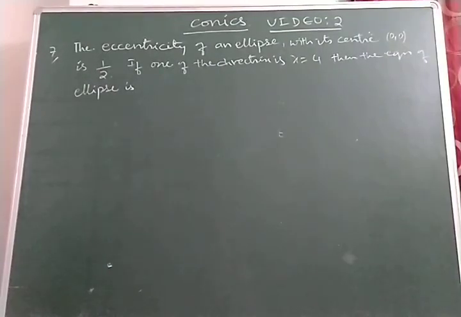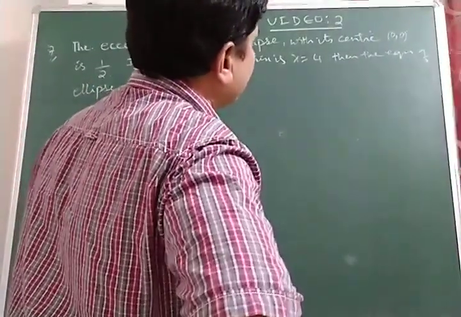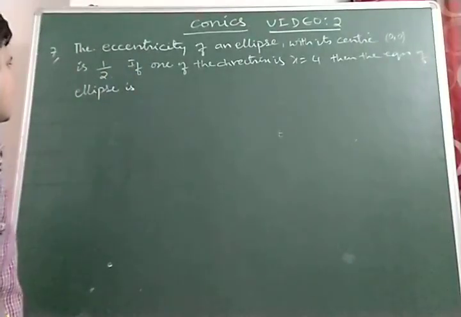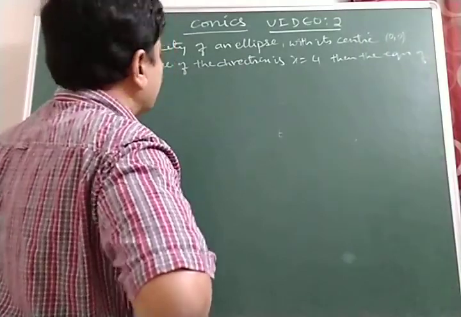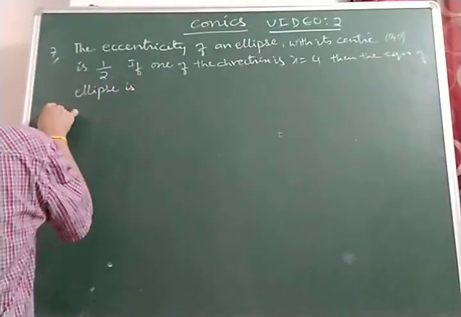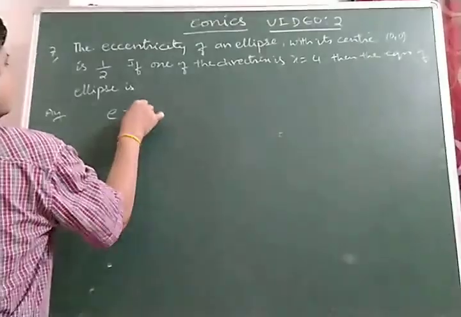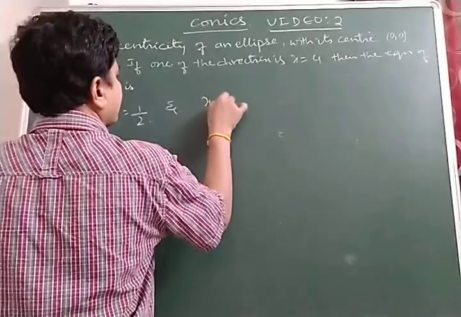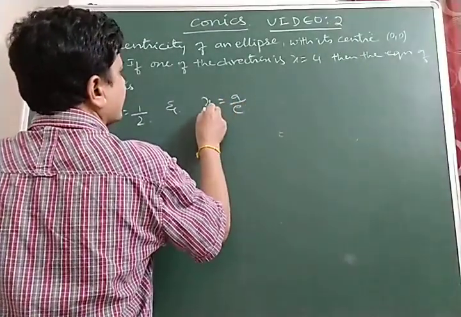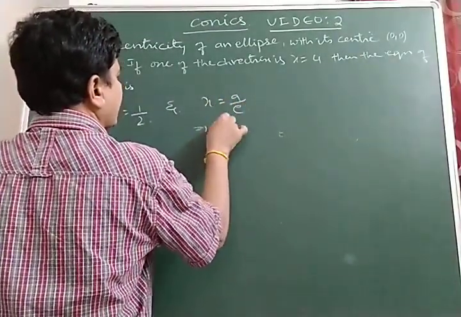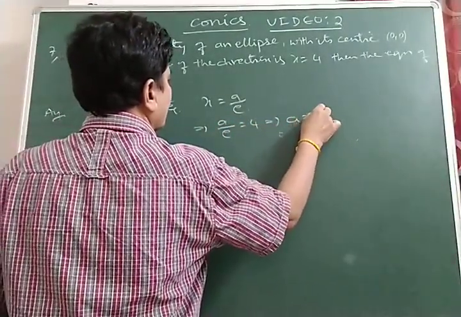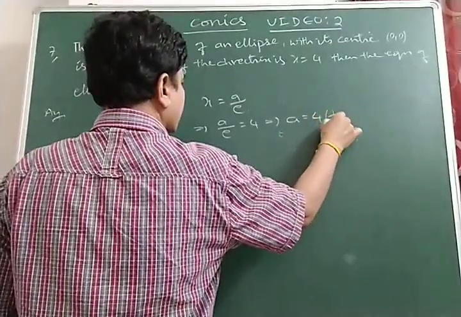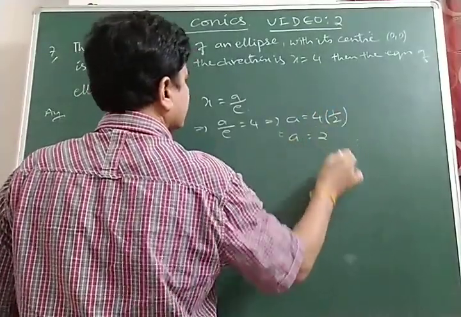Question number 7. The eccentricity of an ellipse with its center 0, 0 is 1 by 2. If one of the directrices is x is equal to 4, then the equation of the ellipse is. Given eccentricity e is equal to 1 by 2 and one of the directrices is x is equal to a by e. So given x is equal to 4, that implies a by e is equal to 4. That implies a is equal to 4 into e, 4 into 1 by 2. So a is equal to 2.